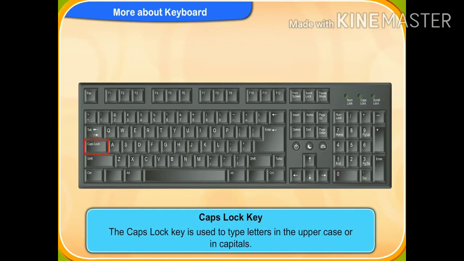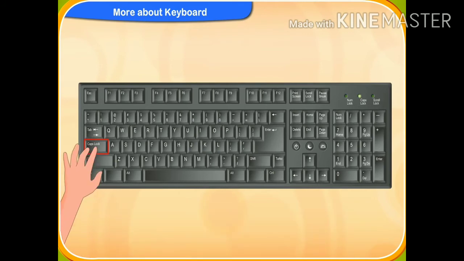The caps lock key is used to type letters in the uppercase or in capitals. So press this key. Hey, I pressed the caps lock key. And a light glows in the keyboard. Yes, it means the caps lock key is on. If this key is on, then any letter you type will appear in capitals on the screen. If you wish to type again in small letters, then press the caps lock key again to turn it off.